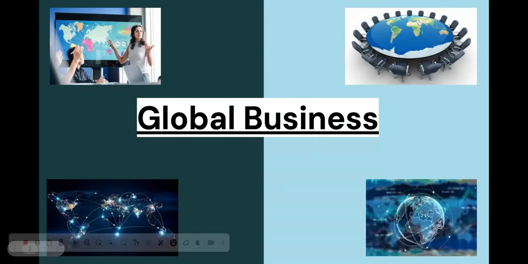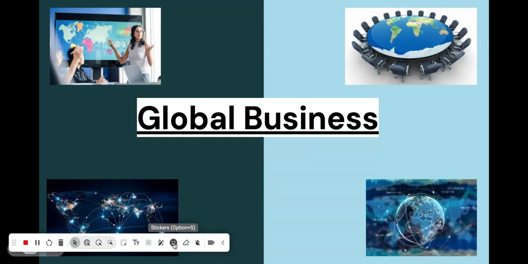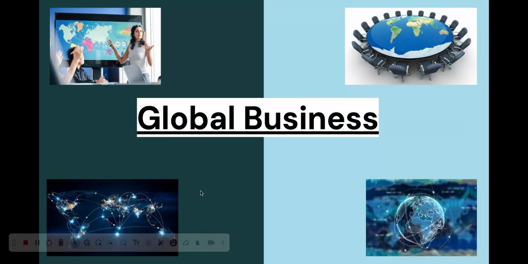Similarly, a business that is a global business could be something like Amazon or something like McDonald's, because if you go outside America's borders, you will find these companies outside of America.